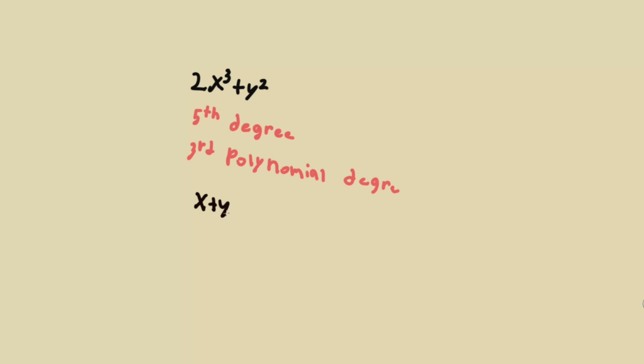x plus y minus 5. What is the degree of this? This is just a second degree, because we add, remember, this is to the power of 1, and here is also to the power of 1. We add them together, and we get 2. But what is the polynomial degree? Well, it's just a first degree because the highest power is 1.